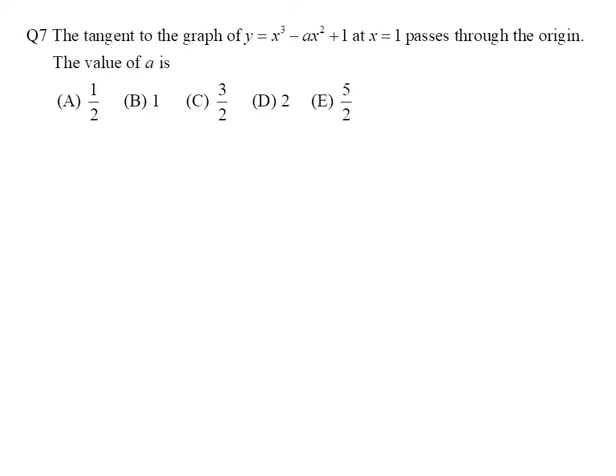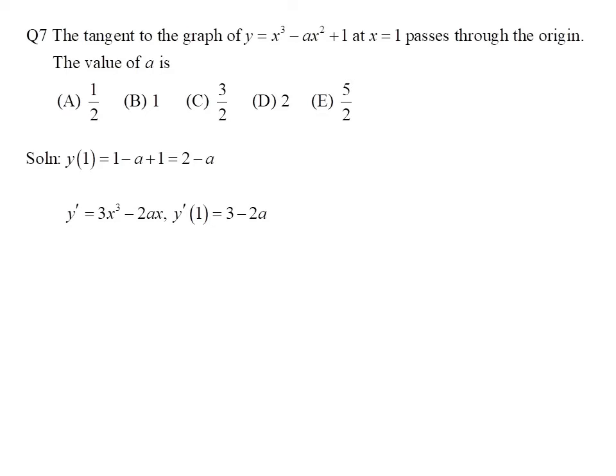In question 7, there's a cubic function y equals x cubed minus a x squared plus 1, and the tangent line at x equals 1 passes through the origin. The question is to find the value of a. According to the given criteria, we need to find the line equation first and then find the value of a. Since the tangent line is at x equals 1, the corresponding y coordinate y of 1 equals 1 minus a plus 1, which equals 2 minus a.